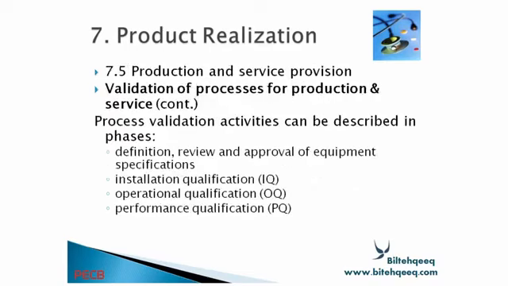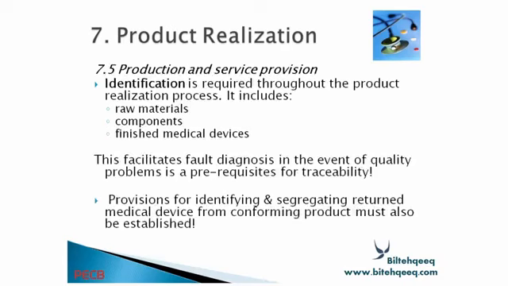Production and service provision 7.5, validation of processes for product and service. Process validation activities can be described in phases: definition, review and approval of equipment specification, installation qualification, operational qualification, performance qualification. So where there is any such process, you have to define the criteria in terms of qualification. Production and service provision is the same as in ISO 9000.